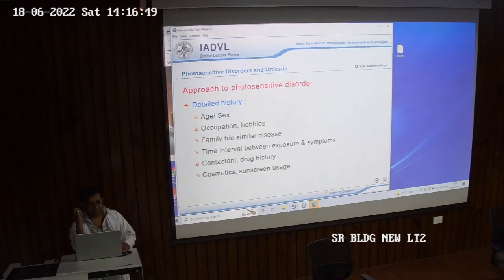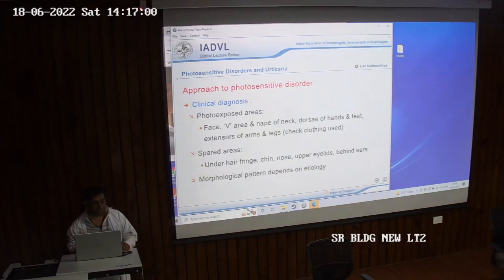And time interval between exposure and symptoms is very important. Ask about contactant and drug history, cosmetics and sunscreen usage. Clinical diagnosis: photo-exposed areas include the face, V area, nape of neck, dorsum of hands and feet, extensor aspects of arms and legs. Check the clothing use.